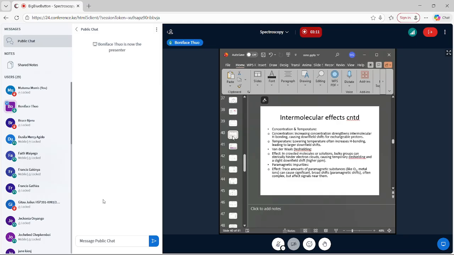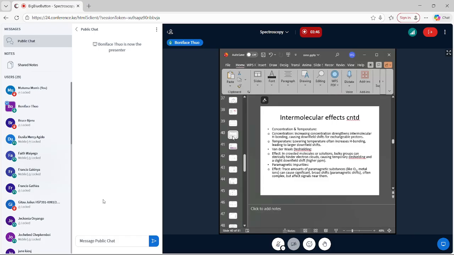There is also another factor known as van der Waals deshielding, and this occurs in compounds that may have bulky groups, and these bulky groups are able to hinder the electron clouds. So this can cause temporary deshielding, and therefore a decrease in chemical shift.